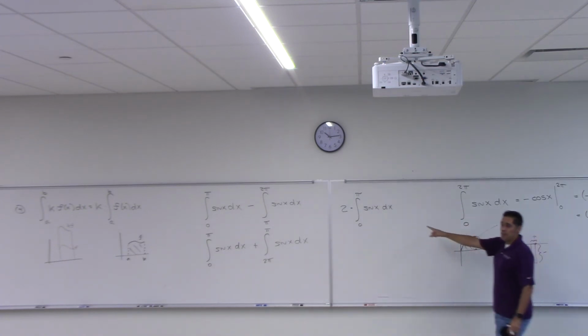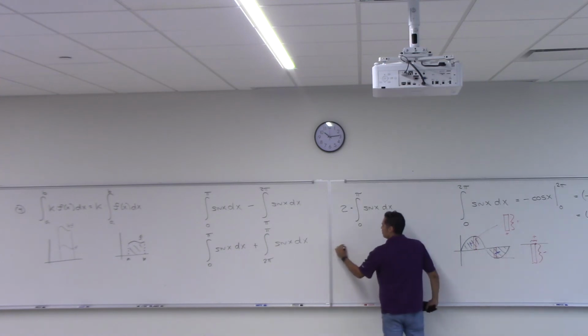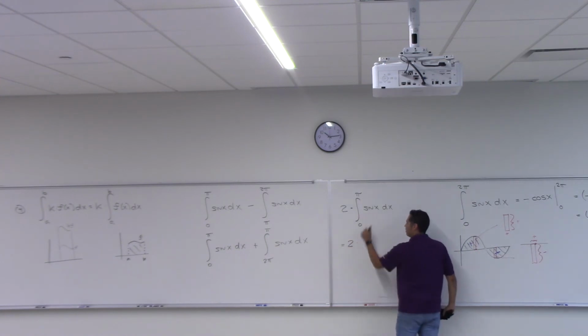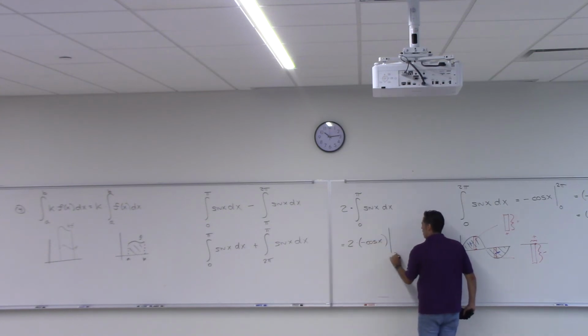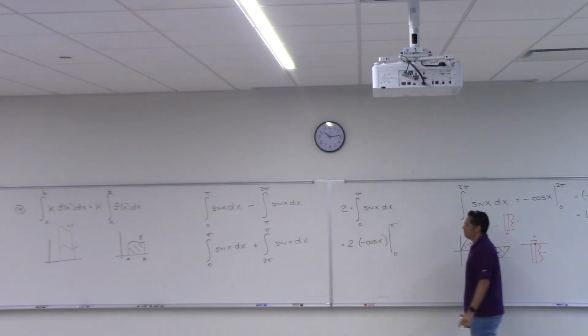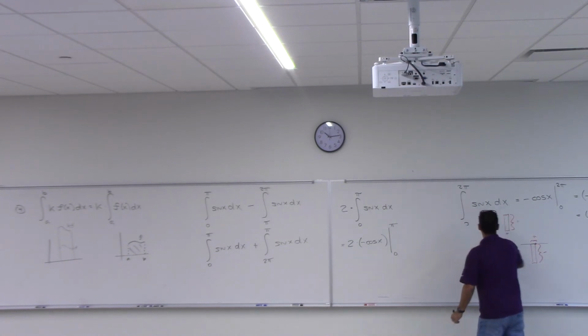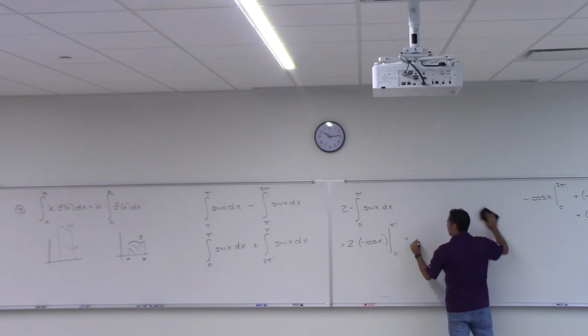This one seems easier to me, right? Let's do this real quick. This would be 2 times, what's the antiderivative? Well, we've already done that, negative cosine x, right? Evaluate that 0 to pi. And now we plug in the 2 answers. So we're going to plug in the 2 limits of integration.